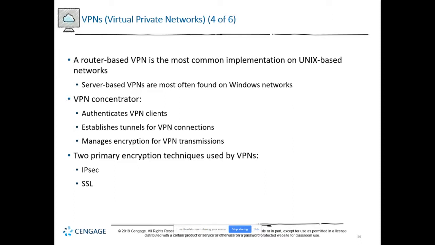This can just be router-based VPN. It's the most common implementation on the Unix-based networks. And then server-based VPNs are found on Windows, because Windows has a service on there, remote access servers, that allows for VPNs easily. But then you can also use a VPN concentrator, which is just a device that allows easy setup and management of VPNs.